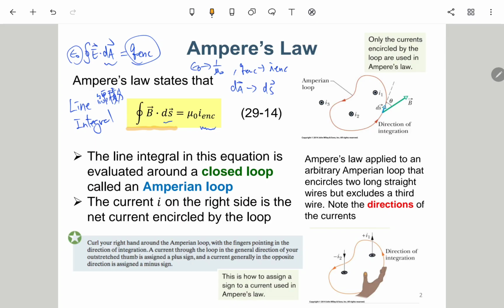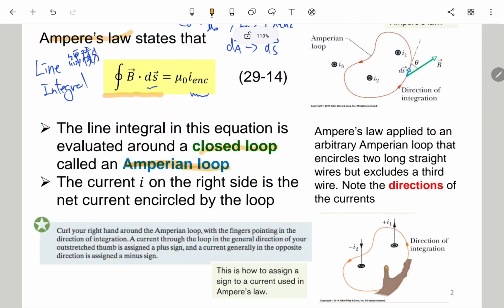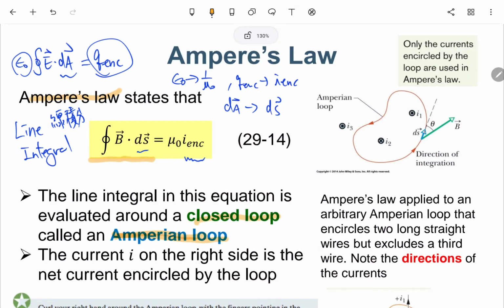Here we also have a definition called the Ampere loop, somehow similar to the Gaussian surface. The Gaussian surface means a closed surface; the Ampere loop means a closed loop. So when we need to use the Ampere's law, we always need to define a closed loop, or an Ampere loop, first, similar to when we apply the Gauss law, we need a Gaussian surface, or a closed surface, first.